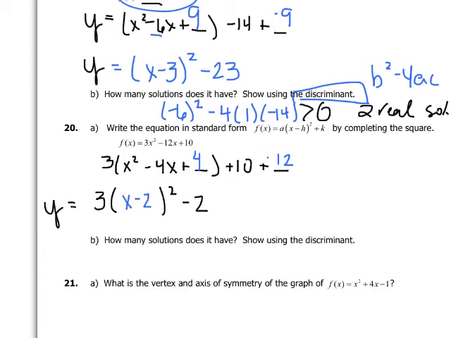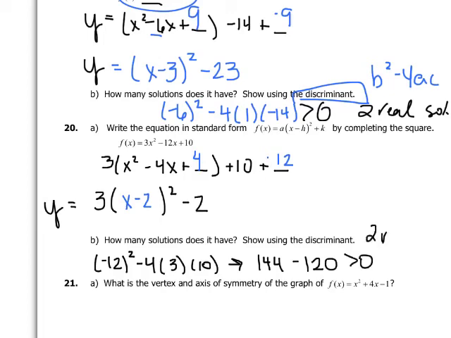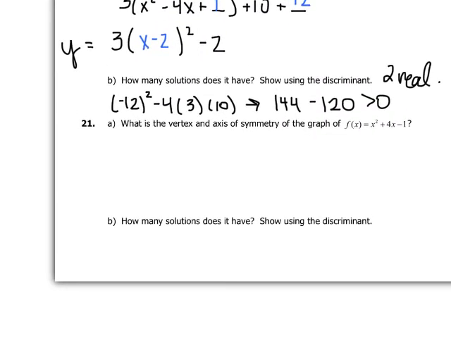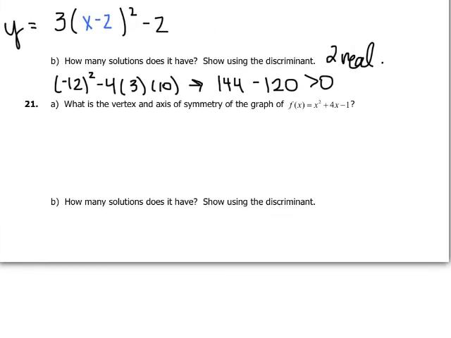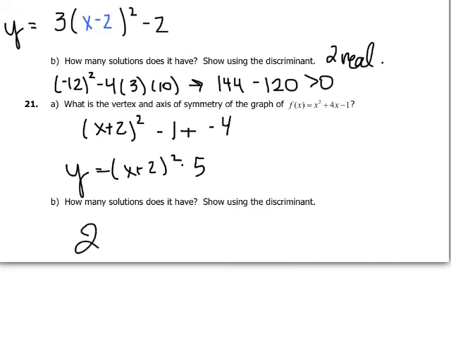Alright, b squared minus 4ac, so negative 12 squared minus 4ac. So this isn't quite as obvious, so I'll have to do a little bit of this. 12 squared is 144. It's positive because you square that negative. 4 times 3 is 12, times 10 is 120. So now I can see that's still going to be greater than 0, so 2 real solutions. x plus 2 squared minus 1 minus 4. So this is again two real.